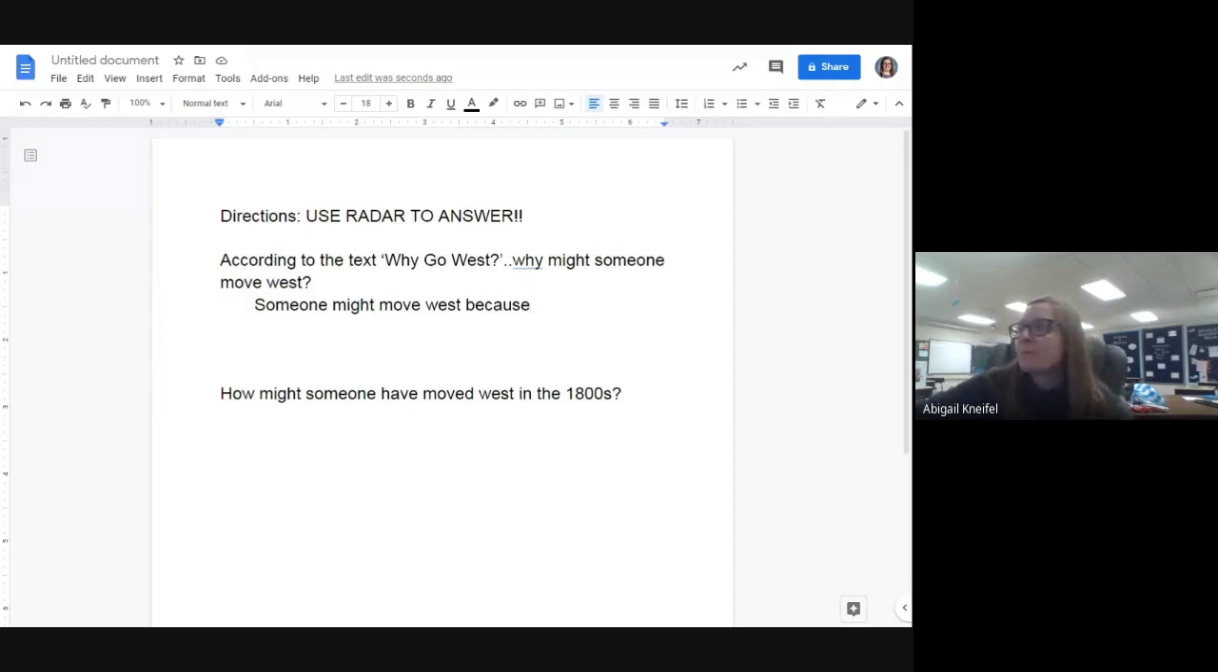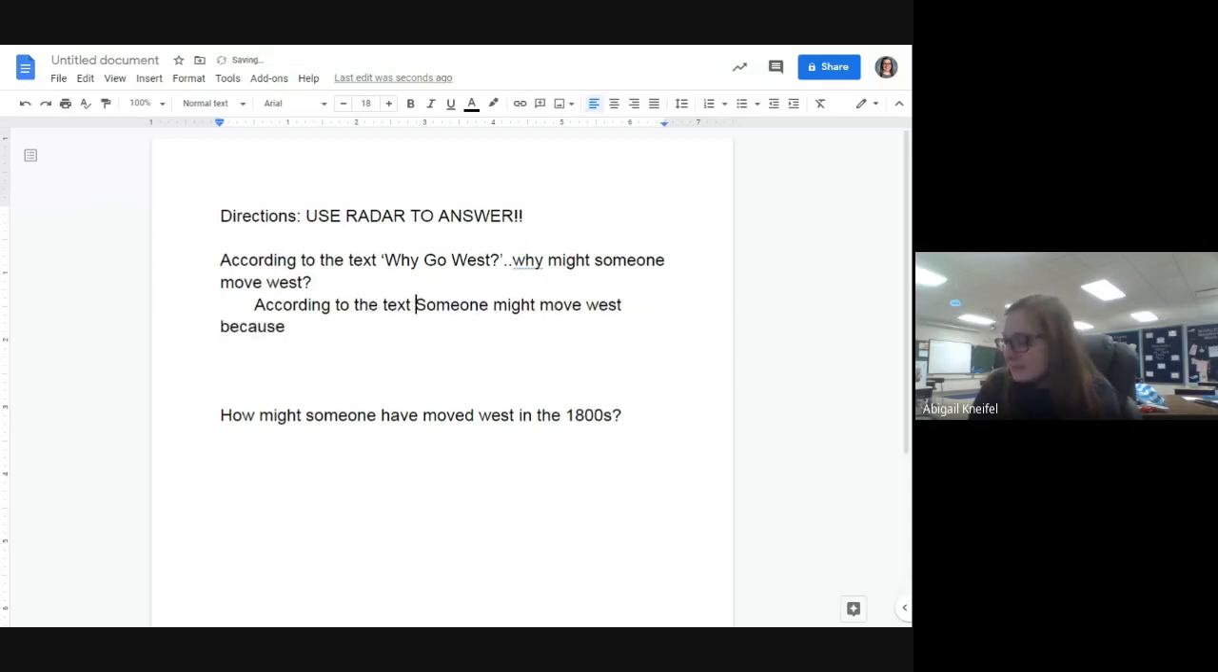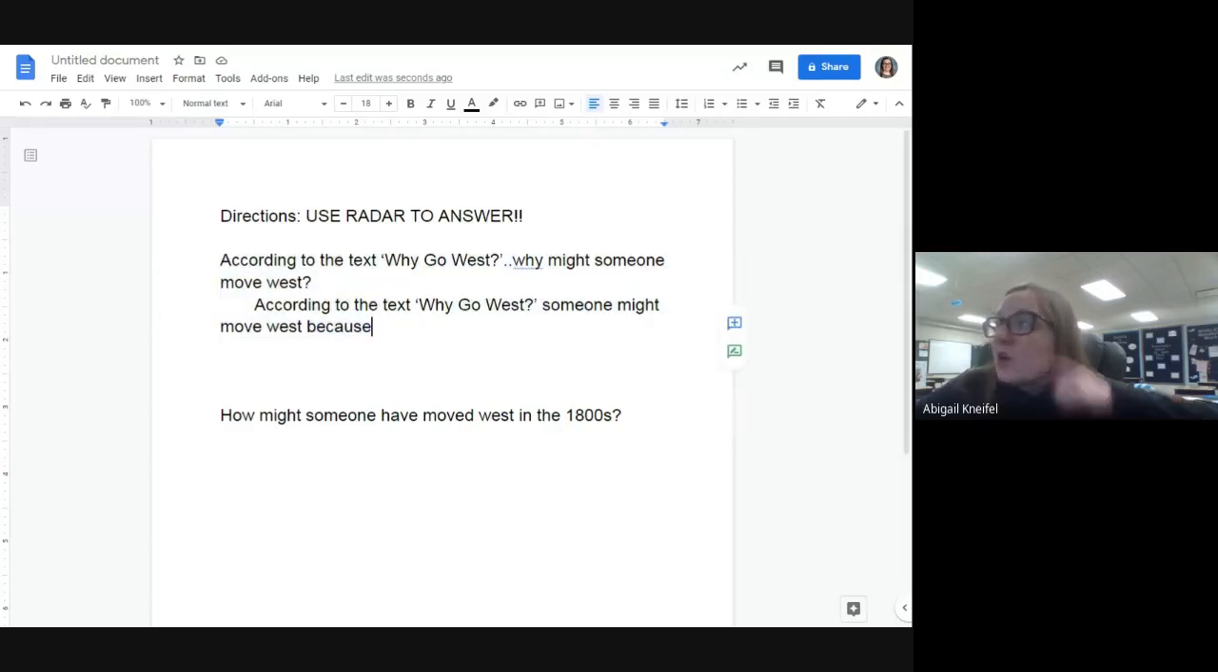How can we add a little bit more to restate our question even more than what she said? Abigail? According to the text in the beginning. Yeah, according to the text, why go west? Someone might move west because, woo! Look, we just restated the question, we basically wrote exactly what was just up there, except we added the word because. So now, if that question wasn't even there, I would know what we were talking about.